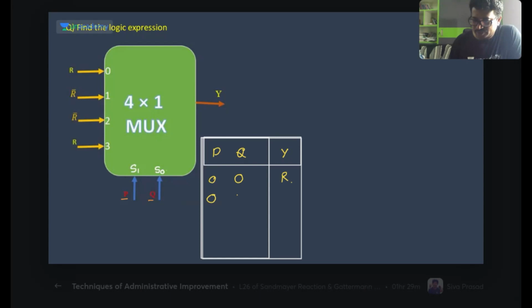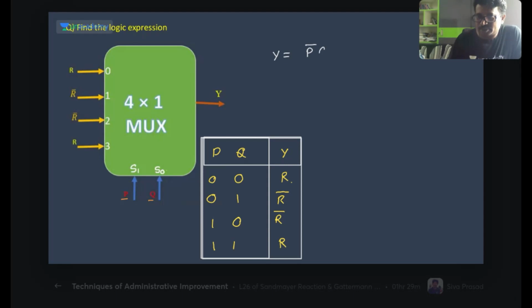This is 0, 1. What will I get now? This is R bar. 1, 0. What will I get? This is R bar. Next 1, 1. What will I get? R I will get. Everybody, so from this I can write the expression. Tell me the expression now.